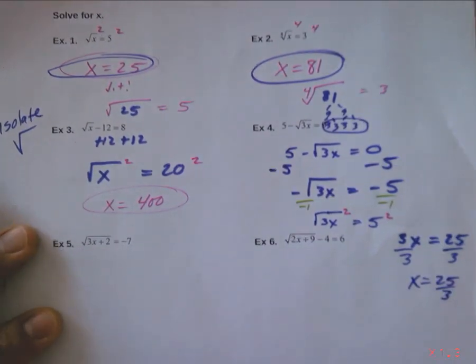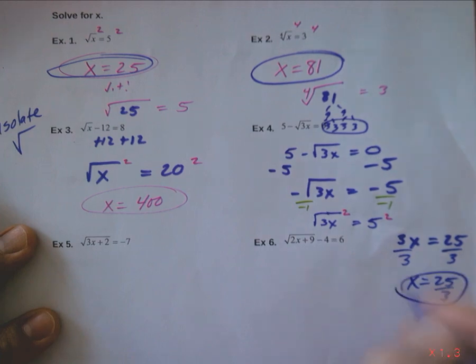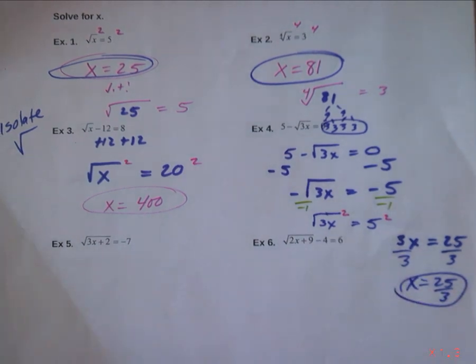My MyMathLab will probably say, give me the exact value. Okay, so that does not reduce at all. I would just give it 25 over 3, reduced if you can. This one doesn't reduce though. All right. Any questions on that one?